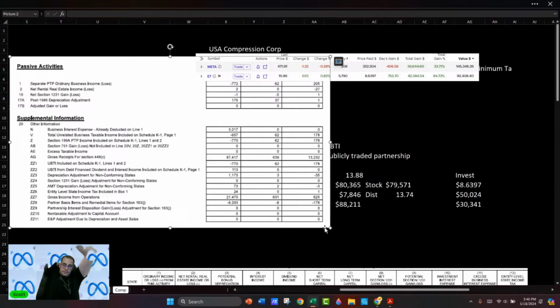I don't know how they get the gross income from operations 21. I guess it's 87. Gross income from operations. I don't know how they get that. I asked what price does LP use when it sends a K-1? Okay.